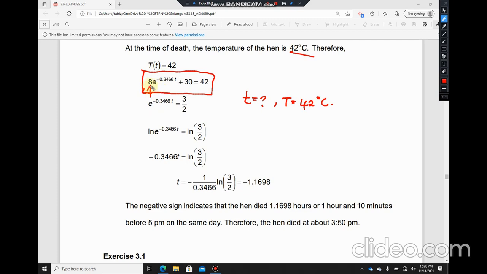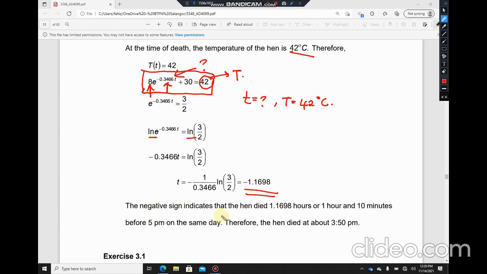Okay, kat sini kita dah ada A, kita dah ada K. So you substitute temperature, then you can find T. So solution dia sama juga step dia. Solve, dia akan jadi exponent negative 0.3466T equals to 3/2, and then letak ln kiri kanan, then solve for T. So you get T is negative 1.1698.